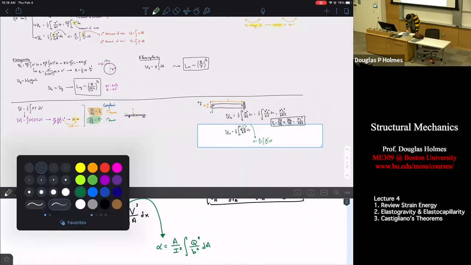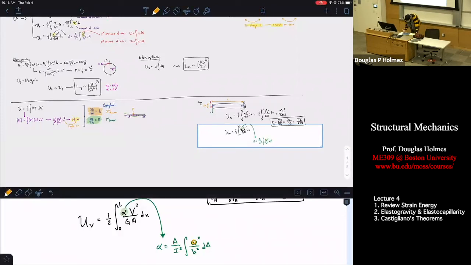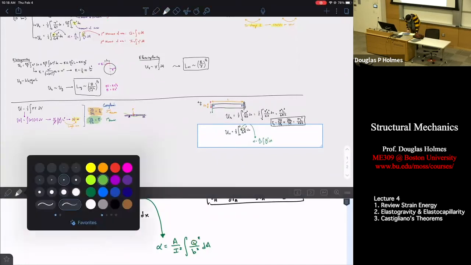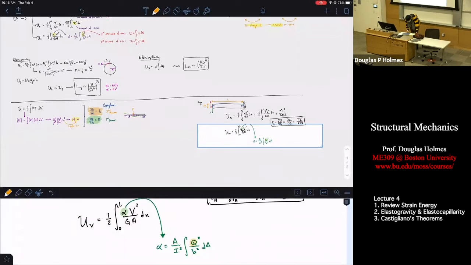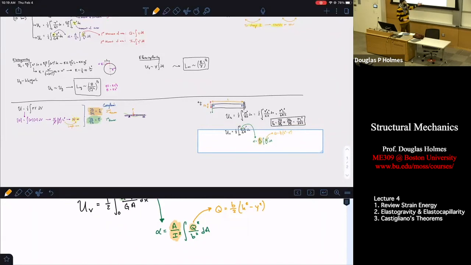I'll tell you that Q for a bar with a rectangular cross section is equal to b over 2 times the height squared minus y squared. We know that Q has to depend on y because we're going to be integrating over the area, and we know that there should be a y stuck in here somewhere. And this quantity is also something you can really easily calculate by hand.